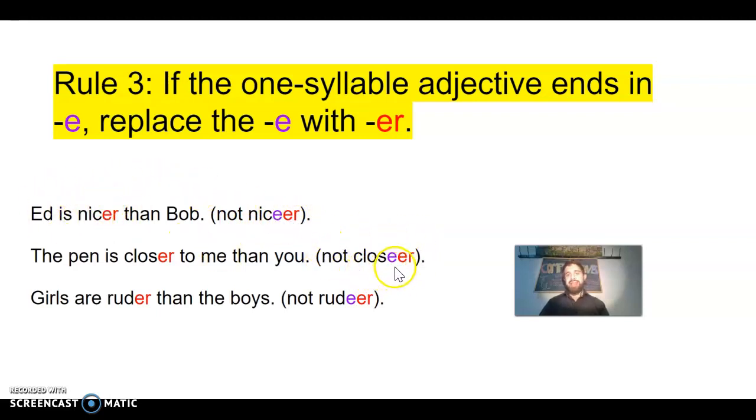We do not say closer. We say closer. We do not say this, ruder. We say ruder, like this. So we don't put a double E. If the adjective ends in an E, we don't double the E when we put it. We just put an R. Okay, let's go to the next slide.